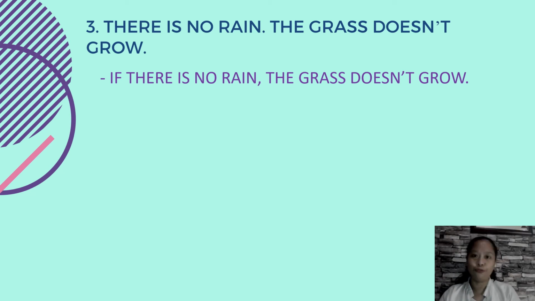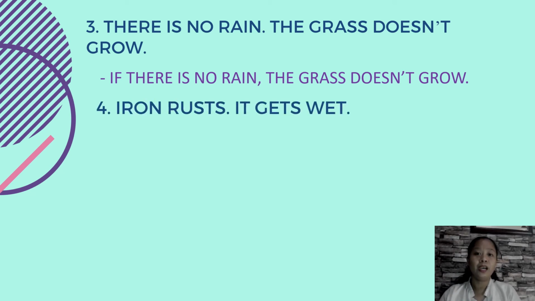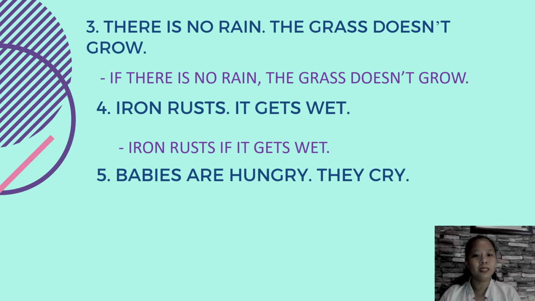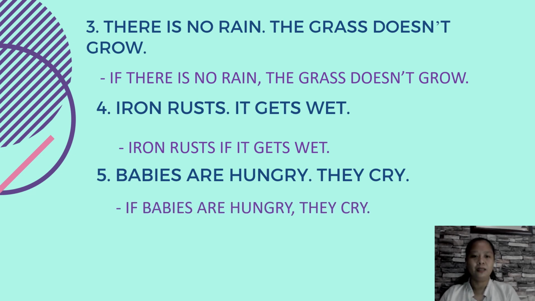For item number 4, iron rusts. It gets wet. What should be your conditional sentence? Correct again. Iron rusts if it gets wet. For number 5, babies are hungry. They cry. What should be your conditional sentence? Yes. If babies are hungry, they cry.